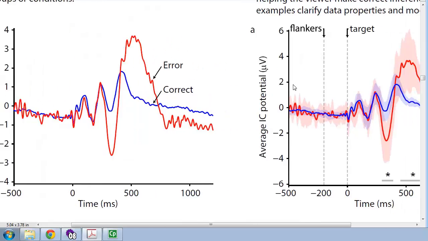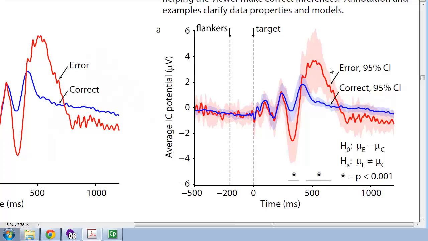I'm going to scroll over to the right and see what you can do better. So look at all the annotation. We still have the error and the correct labels for the red and the blue lines, but we've added a bunch of things. One, we've added this line here for the target, and negative 200 milliseconds are flankers. So these are basically different stimuli, and the target is when you see the thing you're supposed to respond to and you push a button. So that helps us indicate what the stimulus is as we come up to the moment.